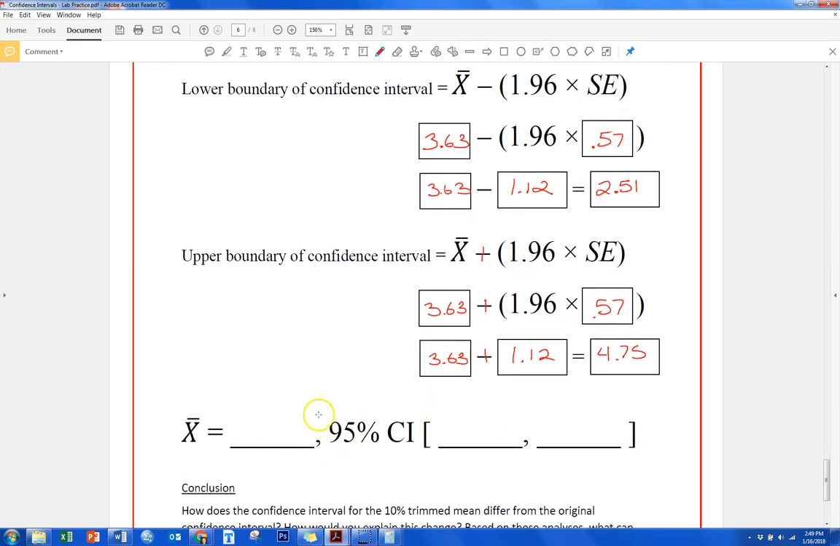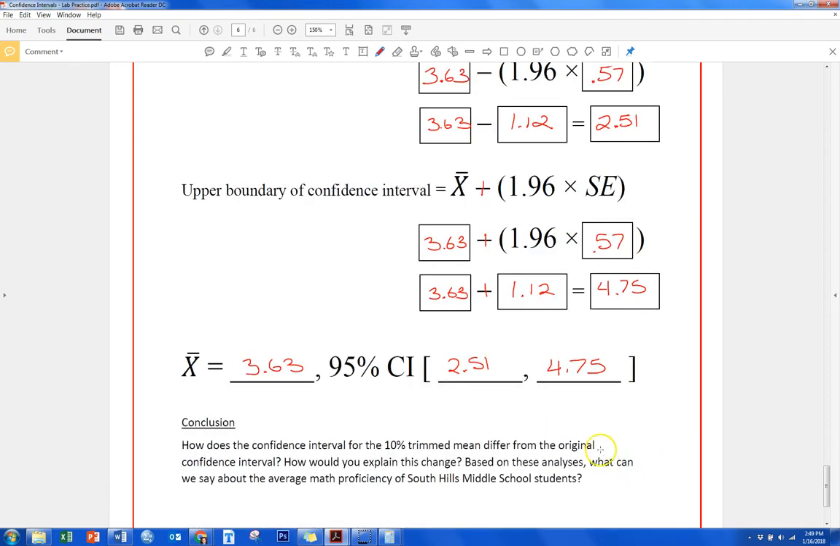4.75. So the 95% confidence interval, right? So the mean, 3.63. The lower bound, 2.51. Upper bound, 4.75. So let's take a look.